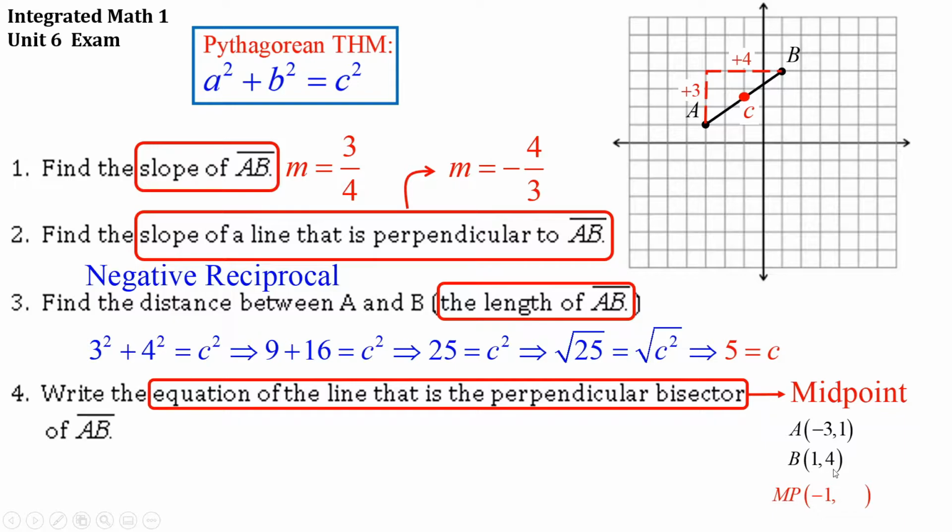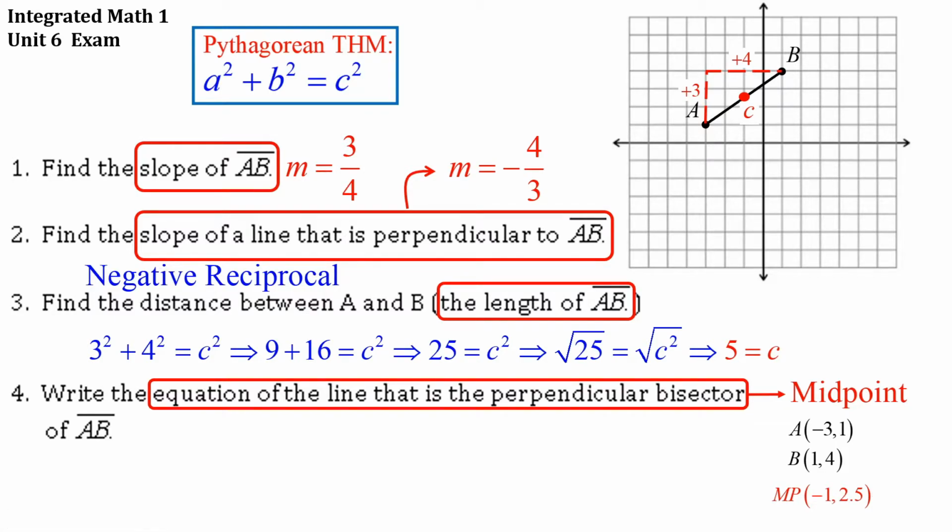And now let's do the same thing with our y's. What is the average of 4 and 1? Well, 4 plus 1 is 5. 5 divided by 2 would be 5/2 or 2.5. So what we're saying right here is 2.5 is right in the middle of the numbers 1 and 4. So this would be my midpoint right here.